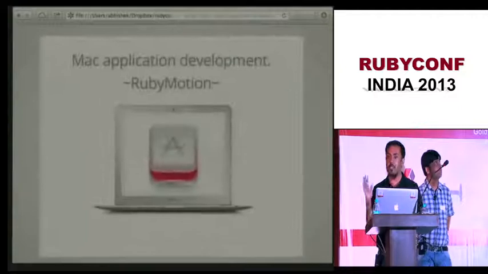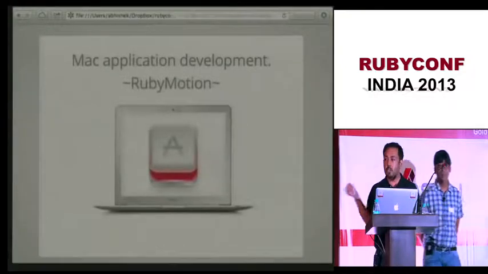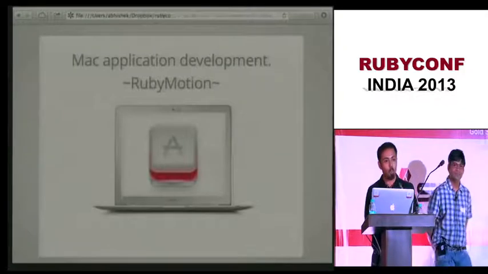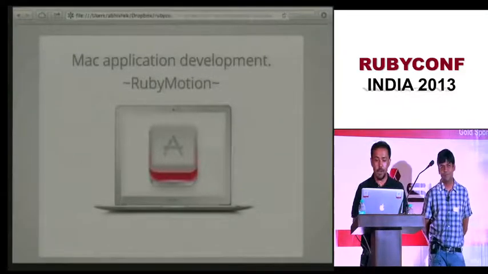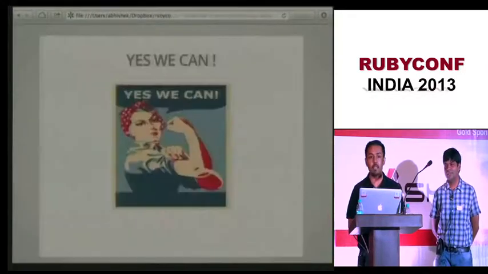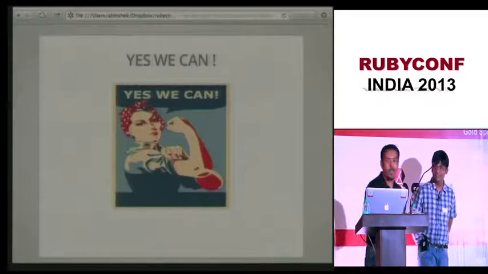With RubyMotion version 2.0 on its first birthday, you, the Ruby developers, can now develop Mac apps. So now it's like a two-sided sword, where you can do iOS apps and you can do Mac apps. So that's why we say, yes, you can. Thank you, guys. We are open to questions.